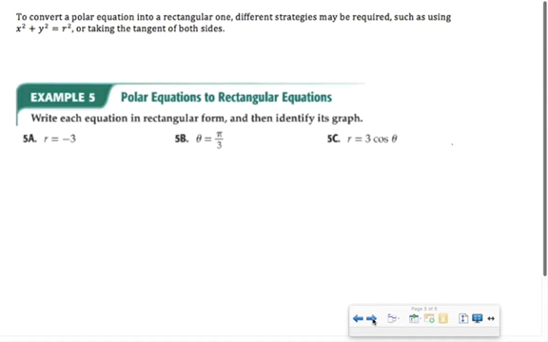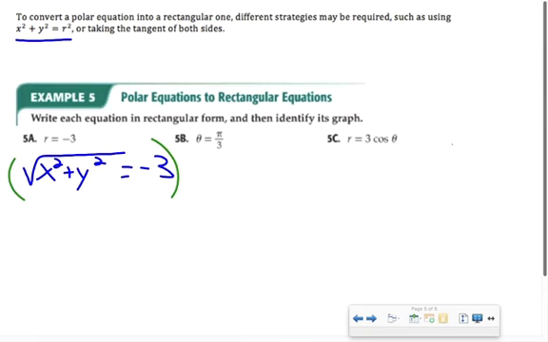Here, we're going in the opposite direction. We're rewriting the equation in rectangular form. So, looking at r equals -3, we know that r squared equals x squared plus y squared, so we can replace that r with the square root of x squared plus y squared equals -3. And then in order to get rid of that radical, we can square the whole equation and get x squared plus y squared equals 9, which you should be able to easily identify as a circle.